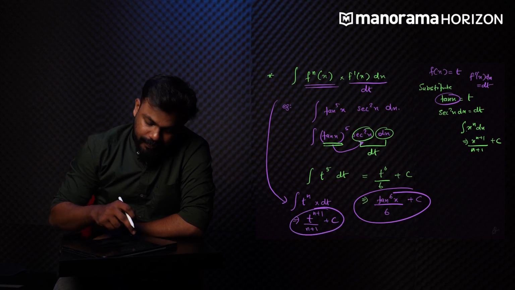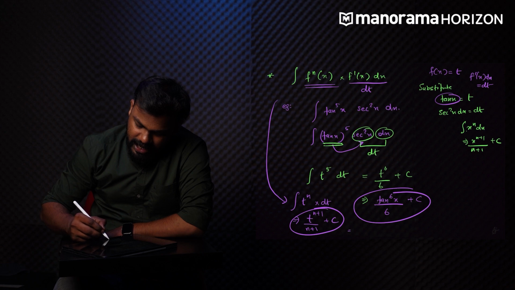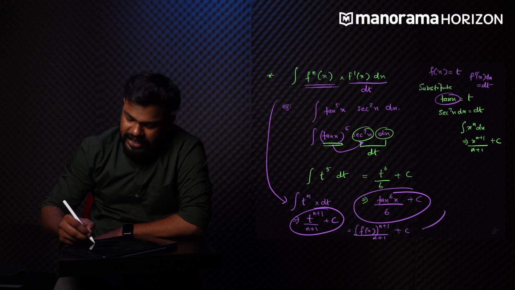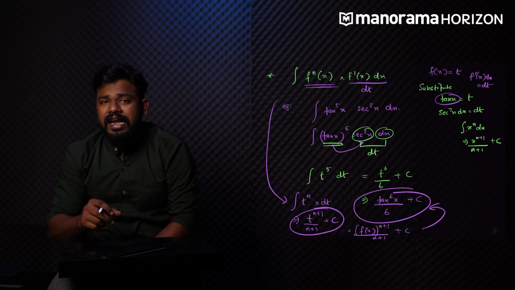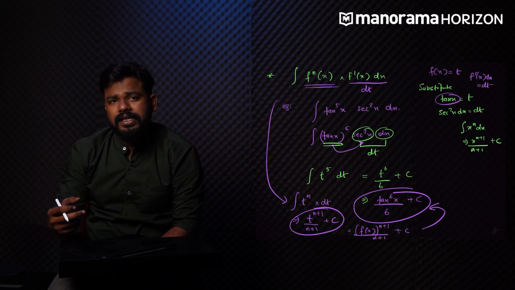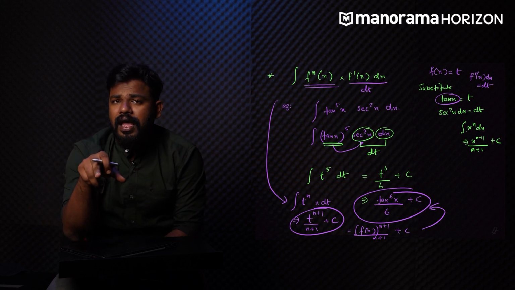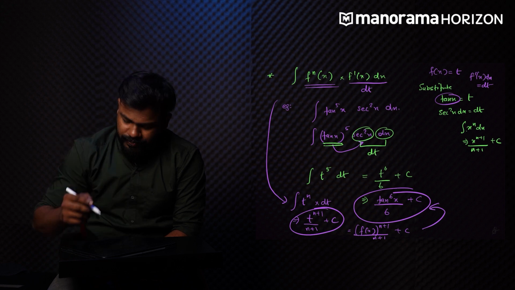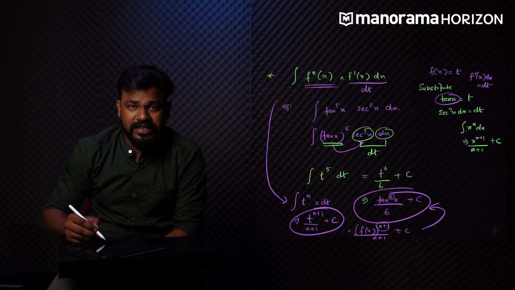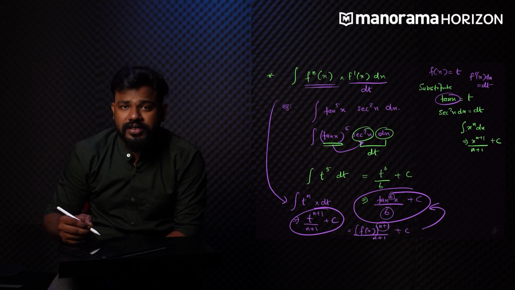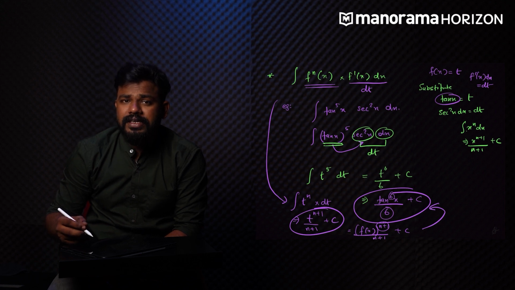And what is t? It is f of x. So you can write it as f of x the whole raised to n plus 1 by n plus 1 plus c. And is that the same thing that we got over here? That is tan raised to 6x by 6 plus c. It was tan x and the power was 5. So add 1. So n plus 1, 5 became 6 here, and the denominator also became 6. So tan raised to 6x by 6 plus c.